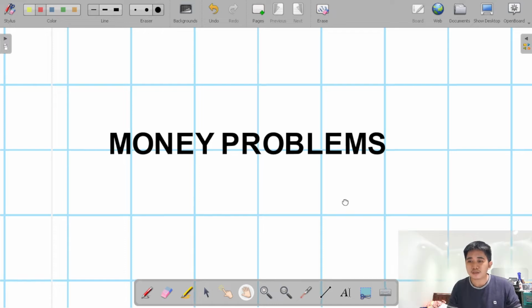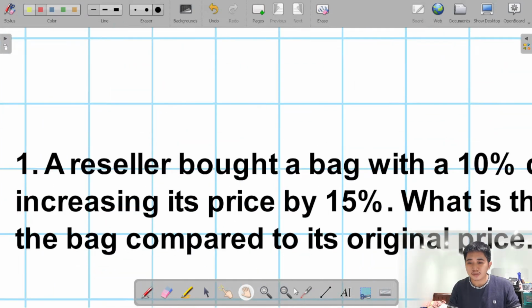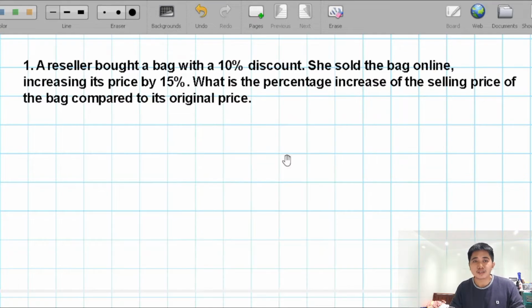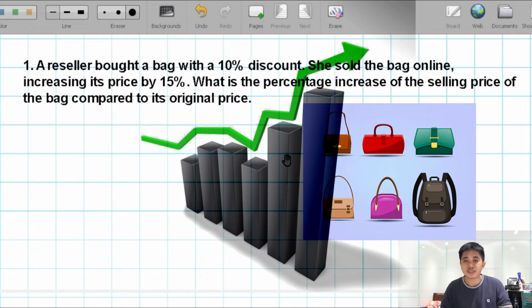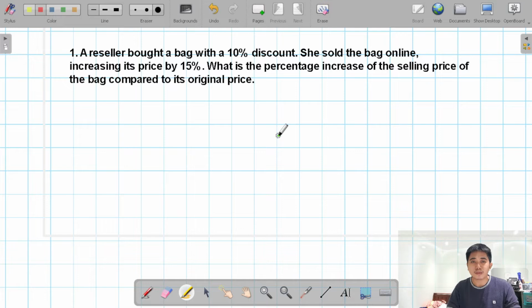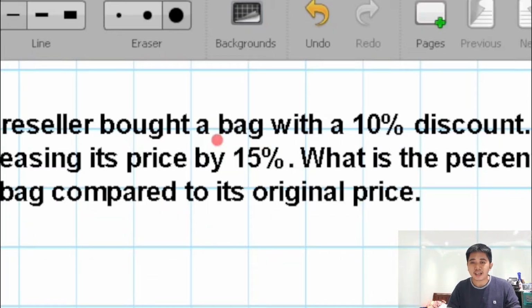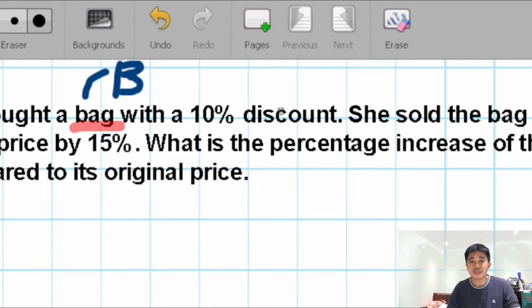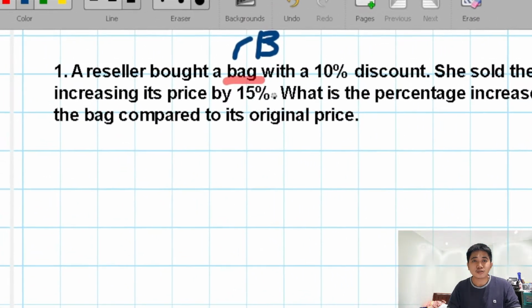Let's start with the first problem here. It says a reseller bought a bag with a 10% discount. She sold the bag online, increasing its price by 15%. What is the percentage increase of the selling price of the bag compared to its original price? A money problem involves money or a product, in this case a bag. It has a monetary value. Let's say the value of the bag is B, variable B for bag. That's a 10% discount, and then after it is discounted, its price is increased by the seller.